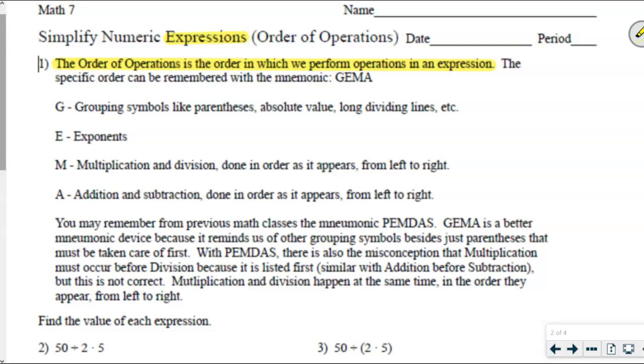That specific order can be remembered with the mnemonic GEMMA. A mnemonic is just a thing that we say that helps us to remember. So the thing that we say is GEMMA. G stands for grouping symbols, like parentheses, absolute value, long dividing lines, etc. E stands for exponents.